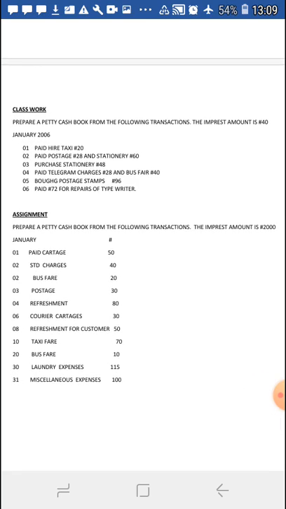You're going to prepare a petty cash book from the following transactions. The imprest amount is 400 naira. That's an error there, it's supposed to be 400 naira. So all this, you're going to put into an imprest account. I want to see how you're going to draft your account.